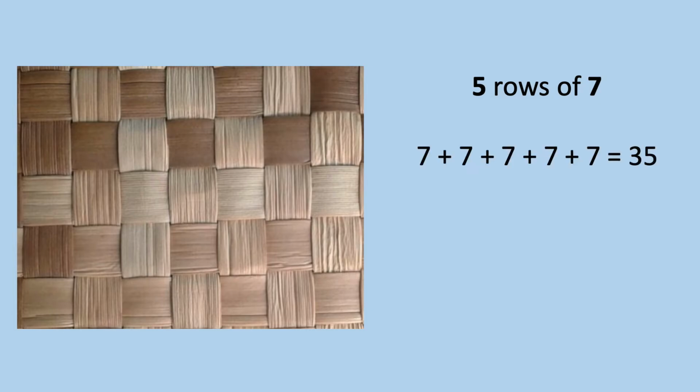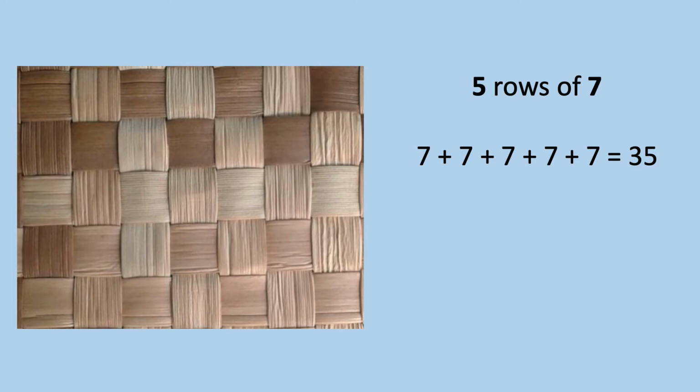We could say 7 plus 7 plus 7 plus 7 plus 7, and that equals 35. So we know the area of this lauhala mat is 35 square units.